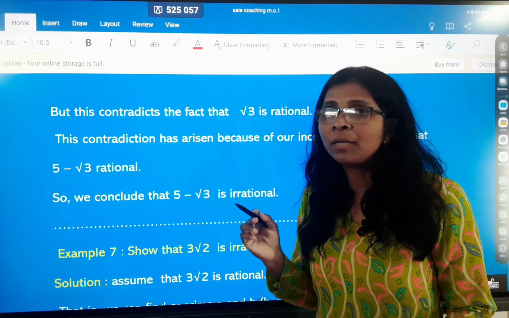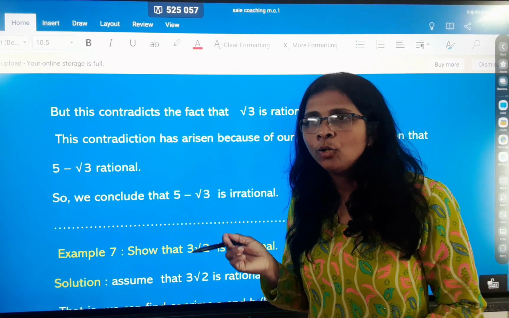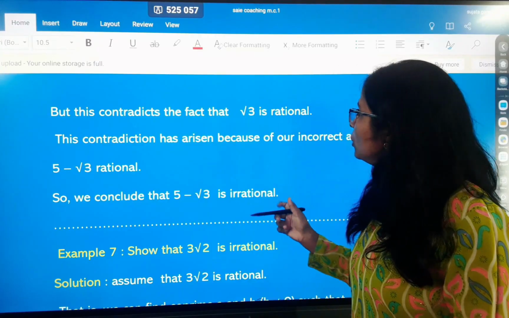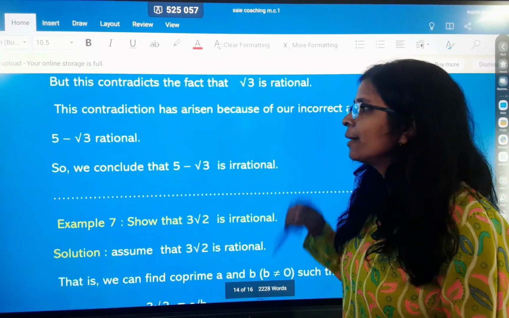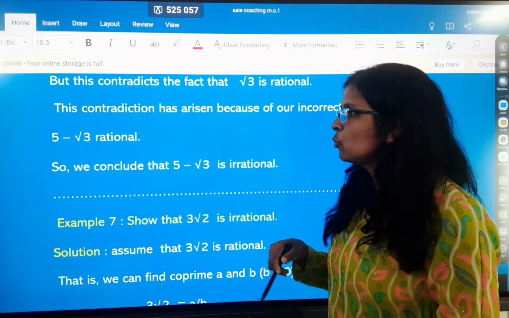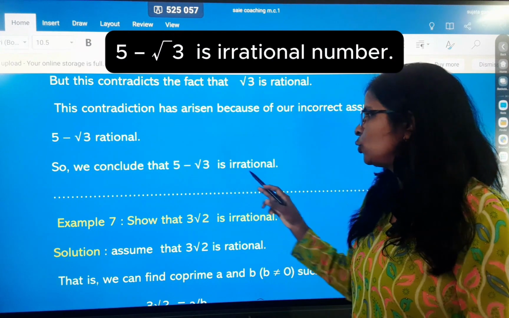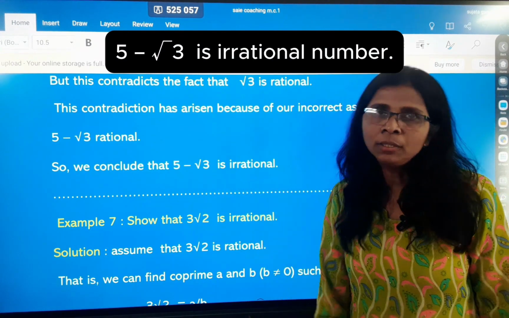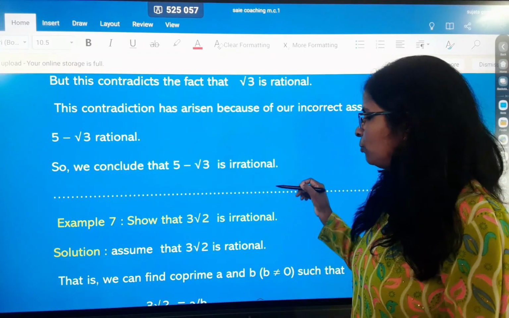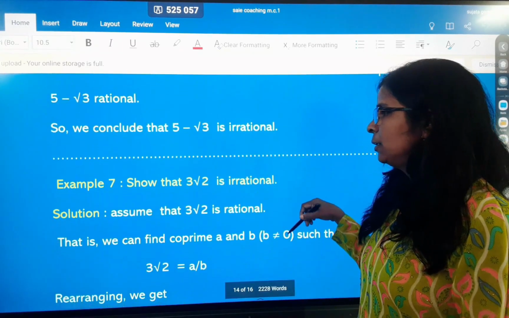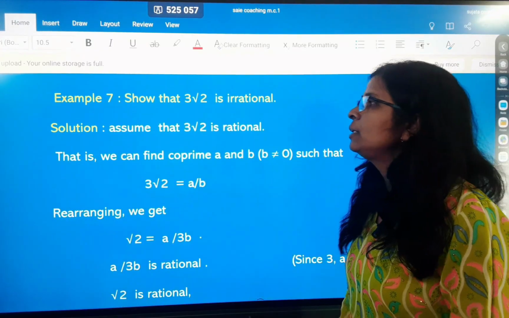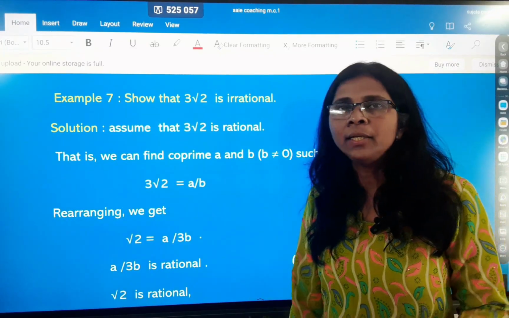आपण कन्सिडर केलं 5 minus root 3 is rational आहे. सो हे आपलं कॉन्ट्राडिक्शन येतं, बरोबर. आणि कॉन्ट्राडिक्शन येतं याचा अर्थ काय, आपण जे असम्प्शन केलेलं आहे ते चुकीचं आहे. So we conclude that 5 minus root 3 is an irrational number. Okay. Now this way there is also the other example. Same way we can carry it out.